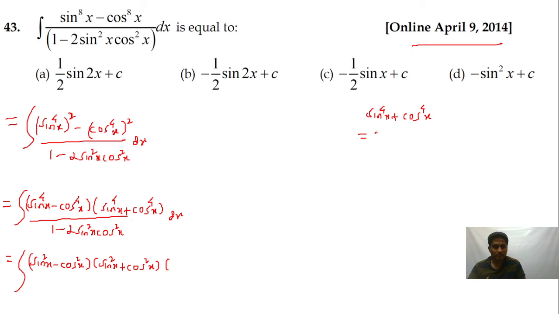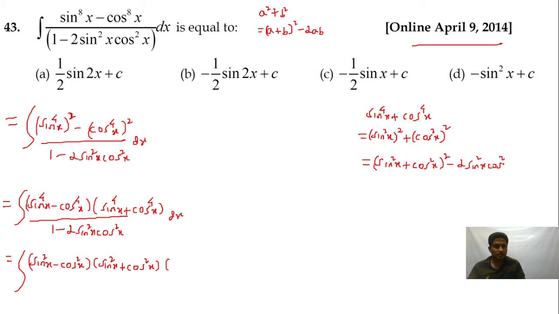Okay, into the sin power 4 plus cos power 4 can be written as sin square the whole square plus cos square the whole square. So this is equal to, when you have a square plus b square, a square plus b square is a plus b the whole square minus 2ab. So this is sin square x plus cos square x the whole square, minus 2 sin square into cos square. Sin square plus cos square is 1, right? You get 1 minus 2 sin square cos square.